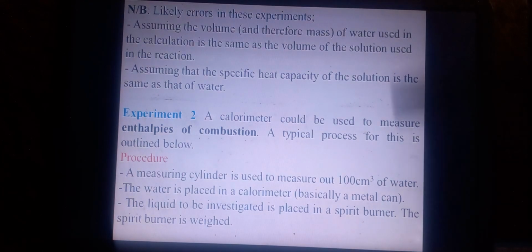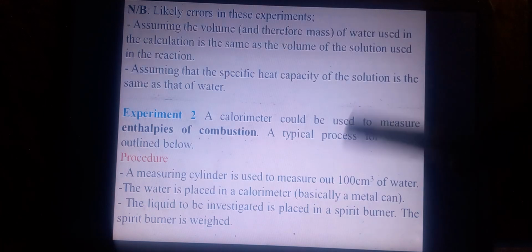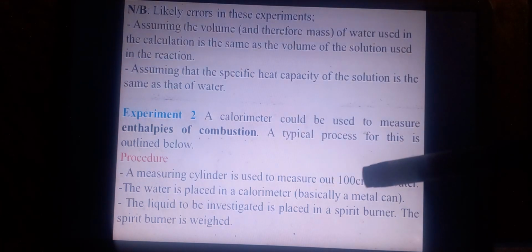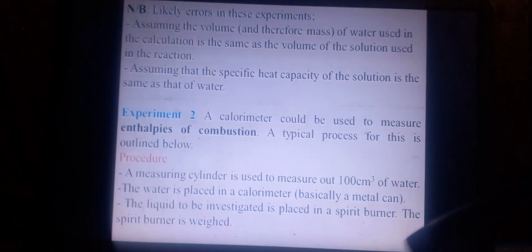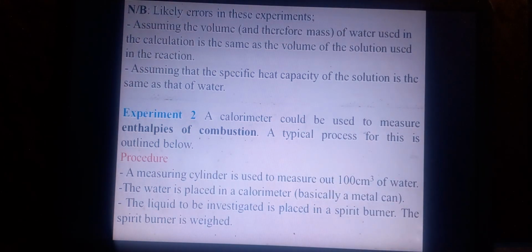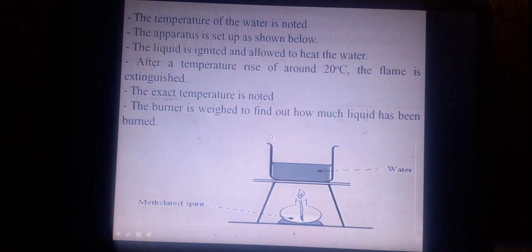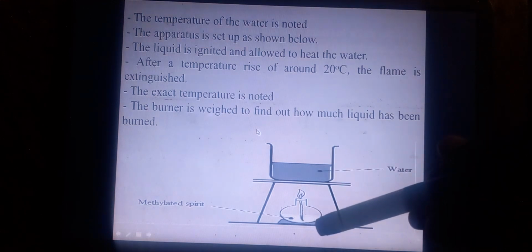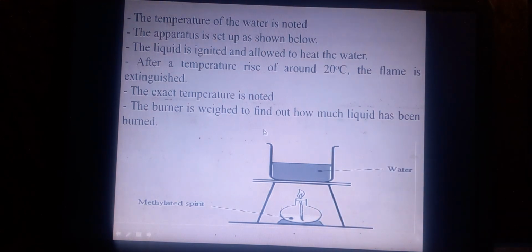Then experiment 2. I want to see how we can use a calorimeter to determine the enthalpy of combustion for a given reaction. A calorimeter could be used to measure enthalpies of combustion. A typical procedure is outlined below. You measure 100 cubic centimeters of water, then put it in a calorimeter, which is basically a metal can. The liquid to be investigated is placed in a spirit lamp. The spirit lamp is weighed. Here we normally use any flammable substance. It can be ethanol or it can be methanol as per this experiment.